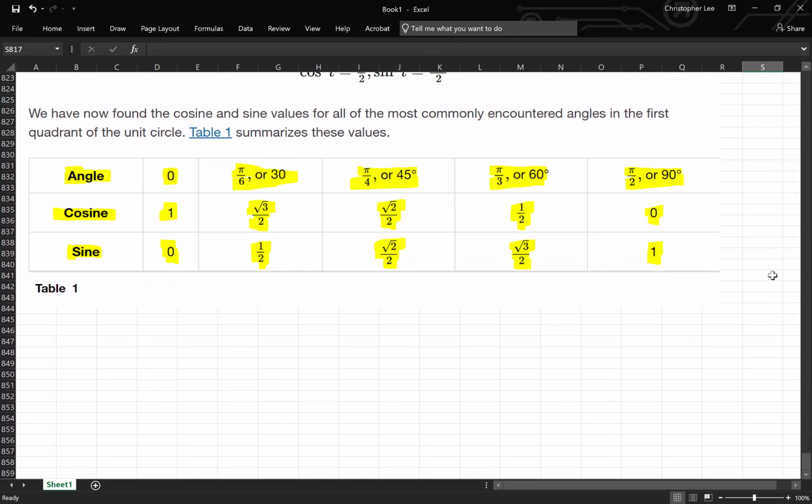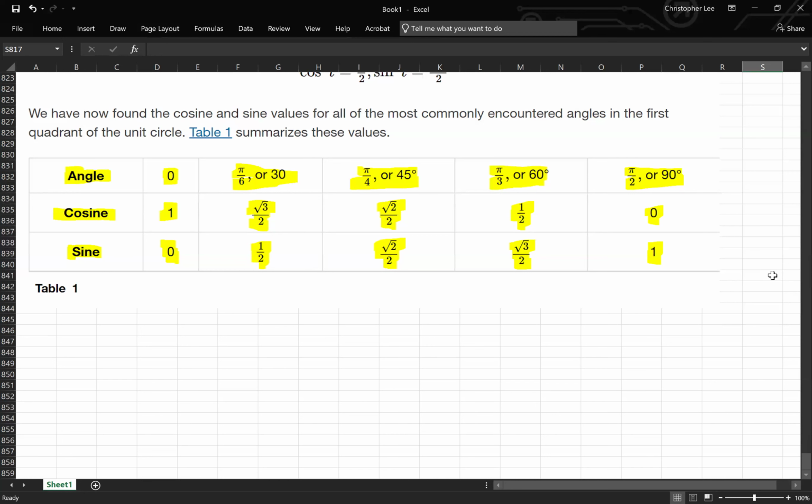So we have found the cosine and sine values for all the most commonly encountered angles in the first quadrant of the unit circle. This summarizes these values. So when my angle is pi/6 or 30 degrees, and when my angle is pi/4 or 45 degrees, and when it is pi/3, the cosine is 1/2, and so on and so forth.